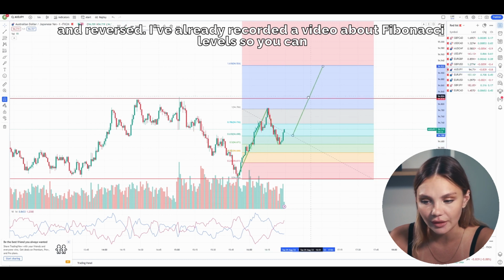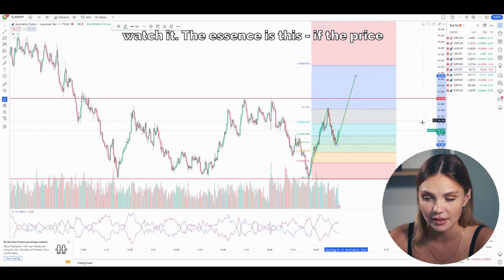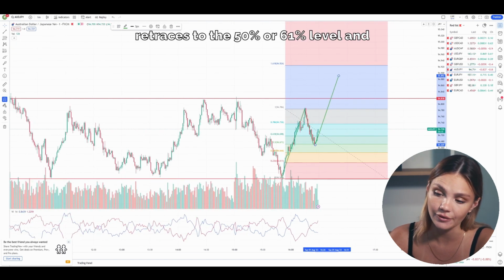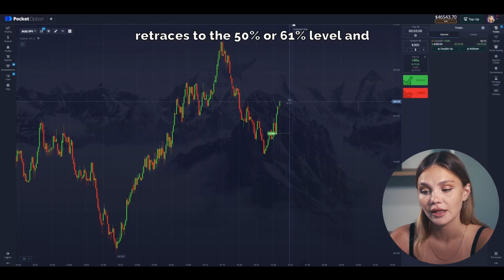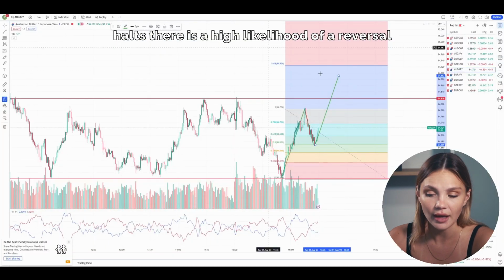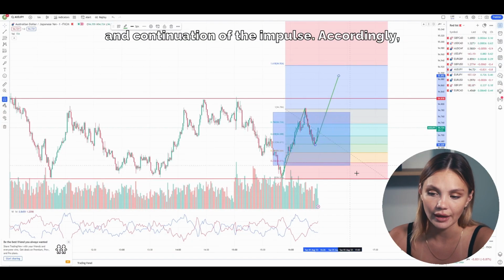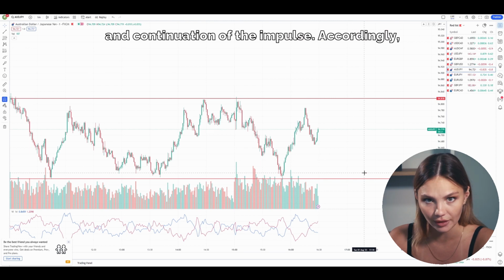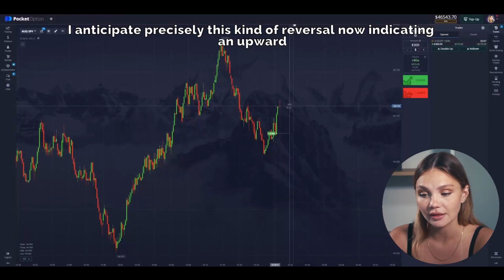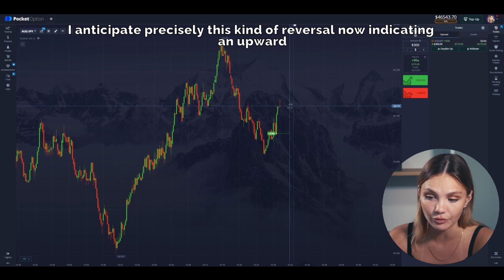I've already recorded a video about Fibonacci levels, so you can watch it. The essence is this: if the price retraces to the 50% or 61% level and halts, there is a high likelihood of a reversal and continuation of the impulse. Accordingly, I anticipate precisely this kind of reversal now, indicating an upward movement.